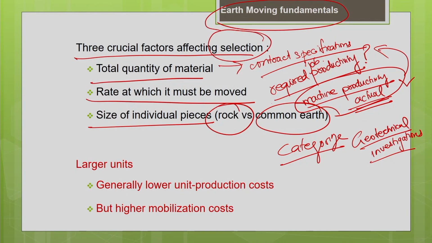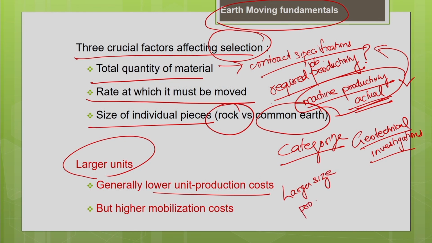Another important thing you need to have in mind is, if you go for larger units, larger equipment, you will have a better reduction in the unit production cost, because the bigger the size of the machine, its production will be more. The volume of production is going to be higher, so the unit production cost will also be lower.